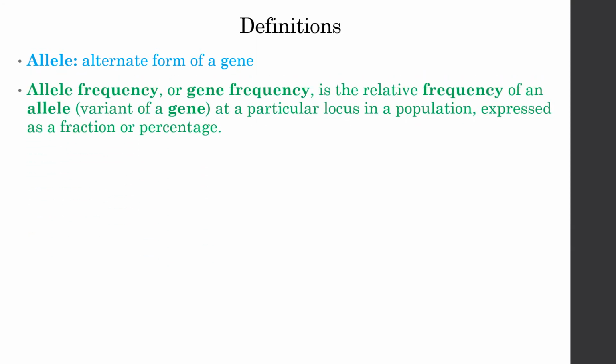Now before going to the gene frequencies, first we will see a few definitions. So you should know what is an allele. I think you know it is the alternate form of a gene that is called an allele. Now, allele frequency is also called gene frequency and is the relative frequency of an allele at a particular locus that is present in a particular population, and it is expressed as a fraction or percentage.